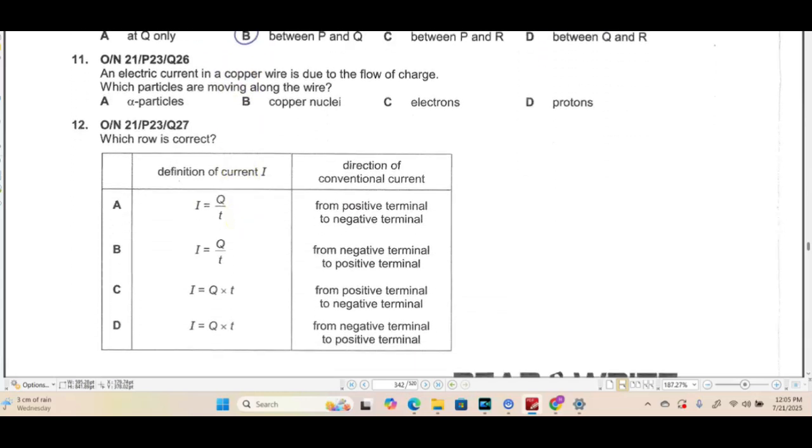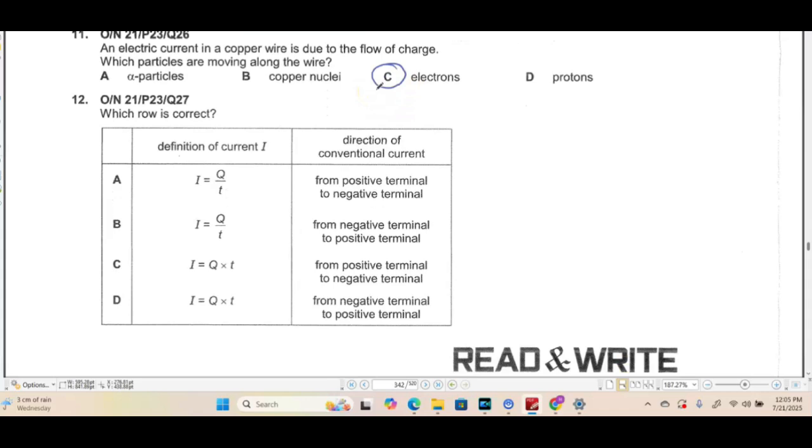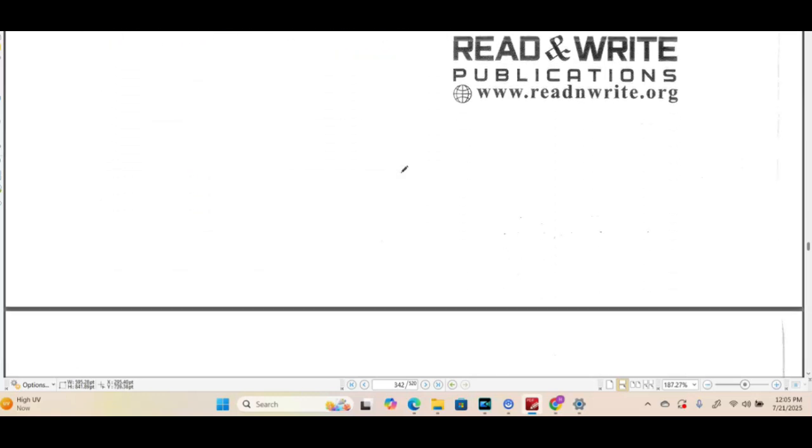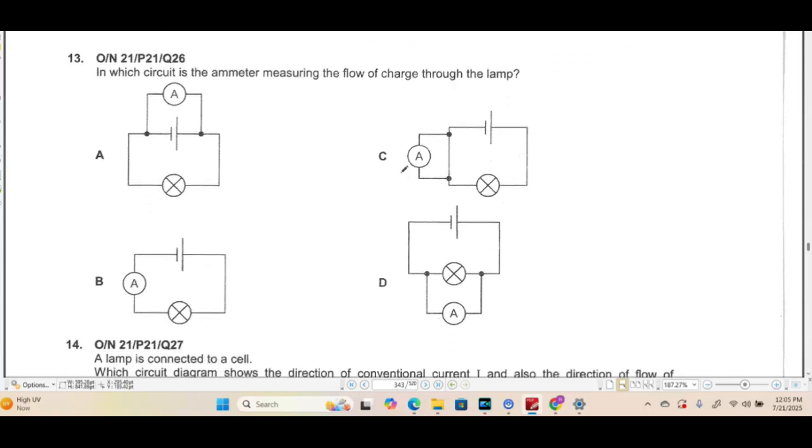Question number 11. An electric current in a copper wire is due to the flow of charge. Which particles are moving along the copper wire? They would obviously be electrons. Question number 12. Which row is correct? Definition of current, I, and definition of conventional current. Definition of current obviously is I is equal to Q by T. These options don't apply. Direction of conventional current is from the positive terminal to the negative terminal. Flow of electrons is from the negative to the positive terminal.